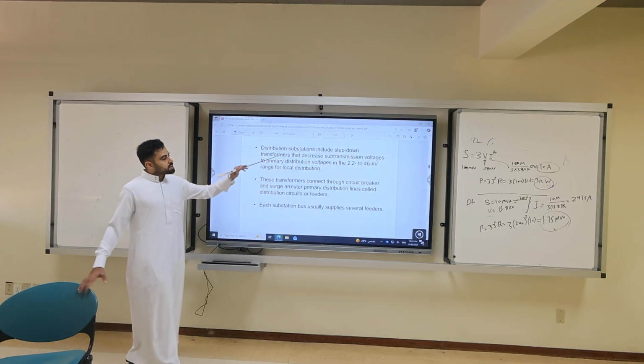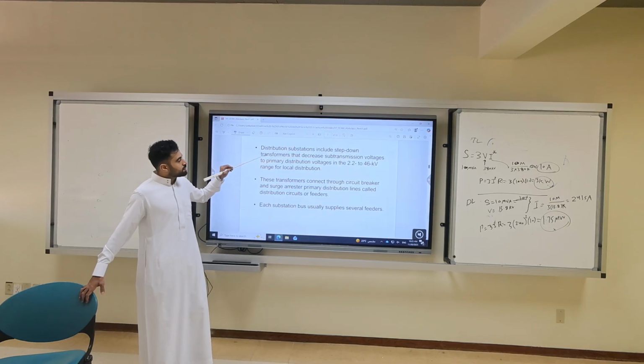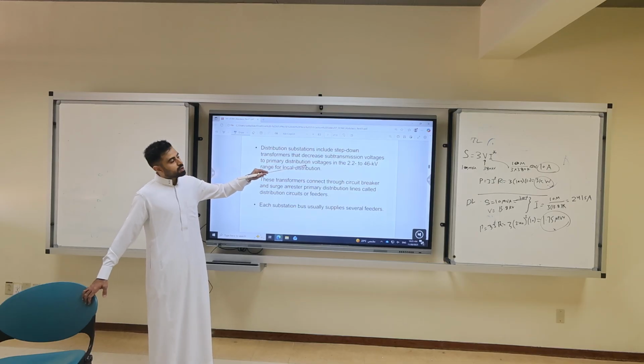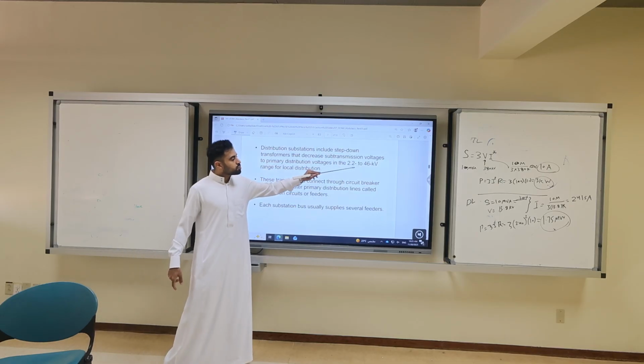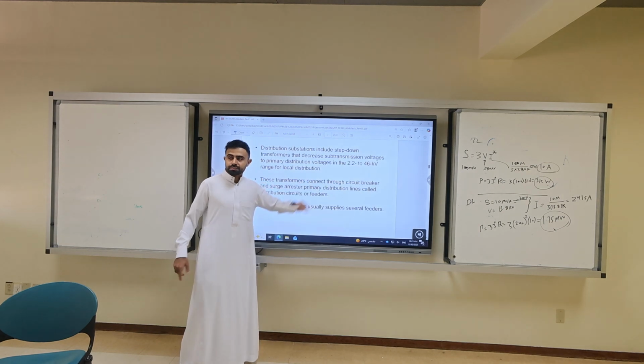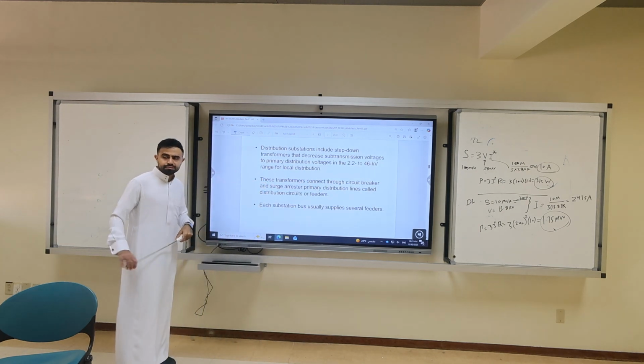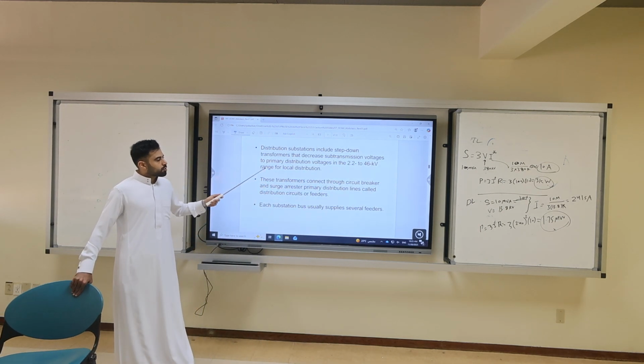So distribution system substations include step-down transformers that decrease sub-transmission voltage to primary distribution voltage, which is between 2.2 to 46 kilovolts, or 69, for local distribution. These transformers connect through a circuit breaker.